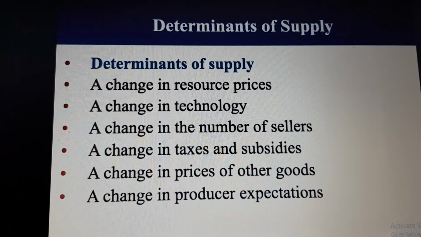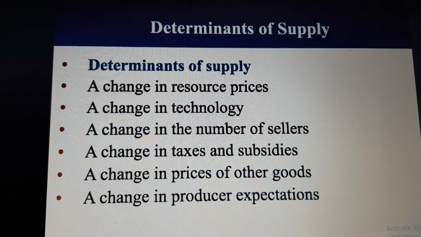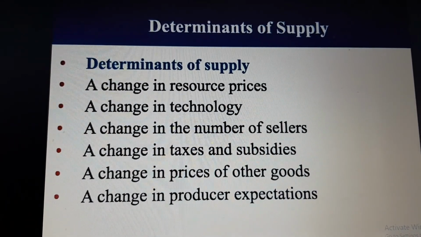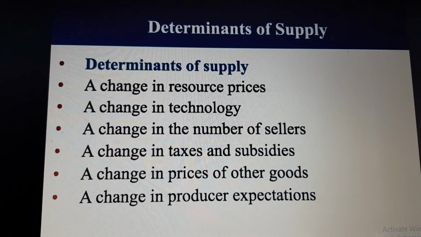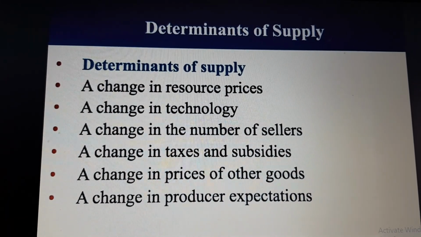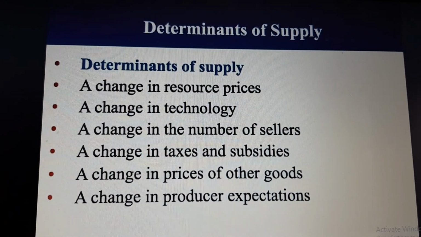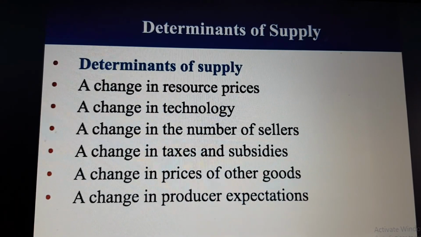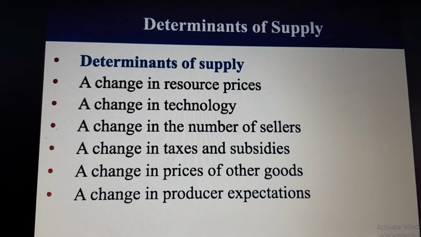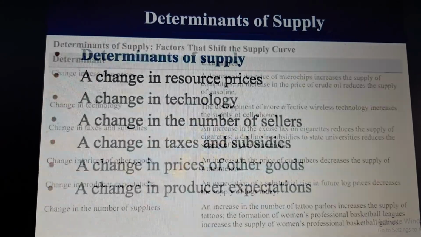And also a change in producer expectations. If a producer expects the demand for the product to go up in the future, then they may supply more now, so that they make sure that they have enough stock. And also vice versa, if they expect the demand for their product to go down, they may decrease supply now so that there will not be inventory left over.